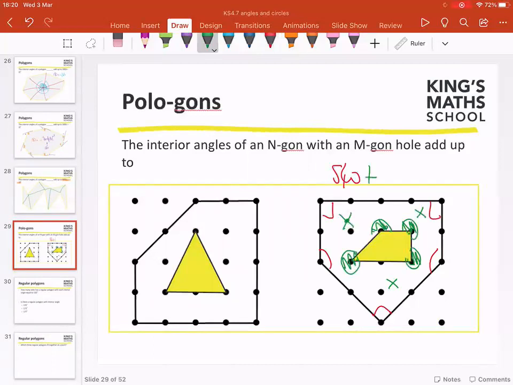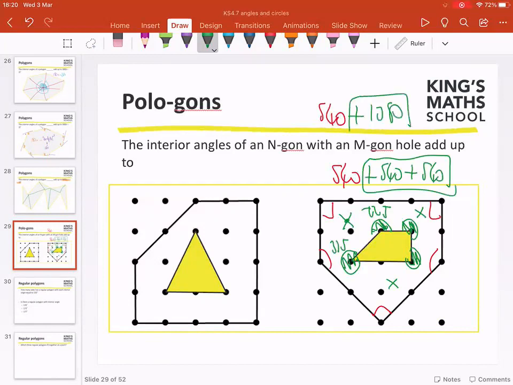So what do they add up to? Well, we've got a 270 and a 270. So we've got another 540, and there is a 315, and there is a 225. So that's another 540. So altogether, we're going to end up with three lots of 540. We're going to have the original 540 from the original pentagon, and then we're going to get an extra 180 from the internal shape, from the internal quadrilateral, and something similar here with the triangle.